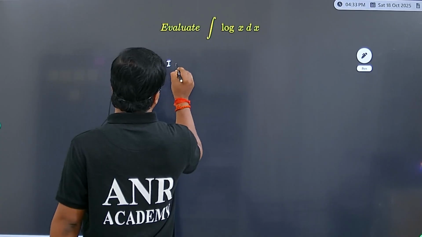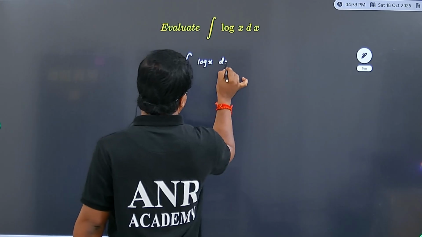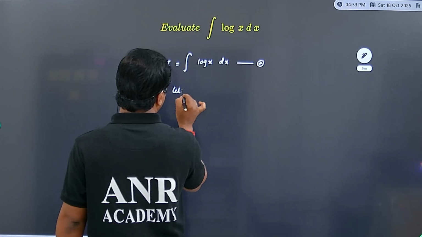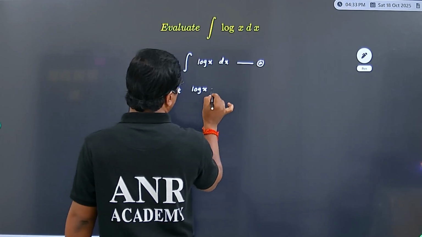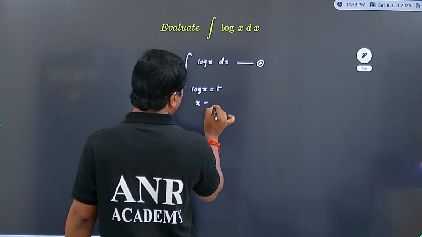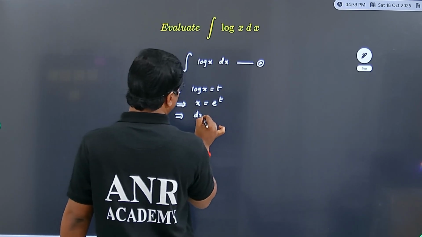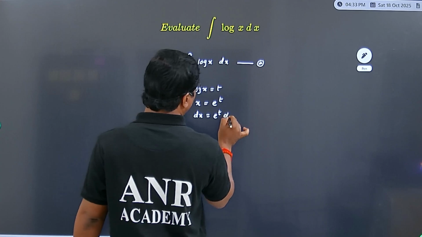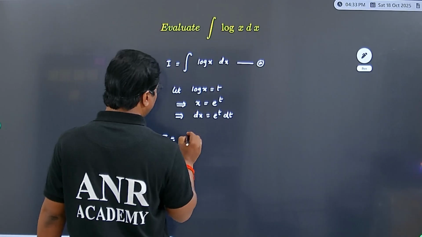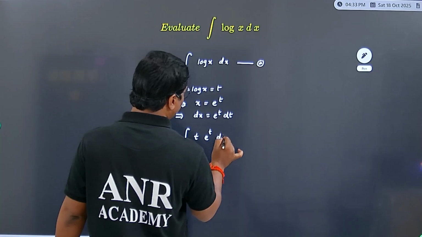I is given as integration of log x dx. Let us suppose log x equal to t. Then you can write x value e power t and also dx becomes e power t into dt. Now I can be rewritten as integration of t into e power t dt.